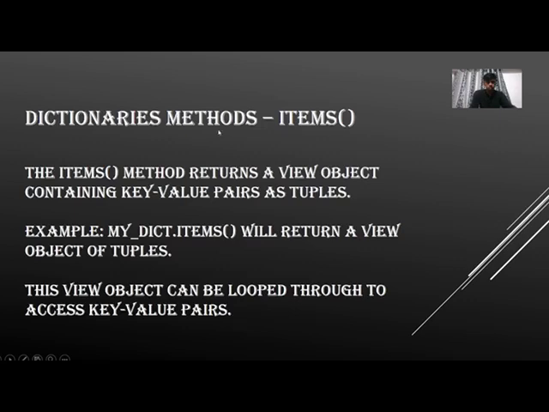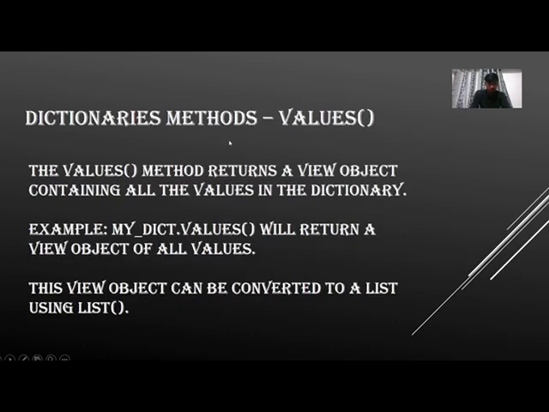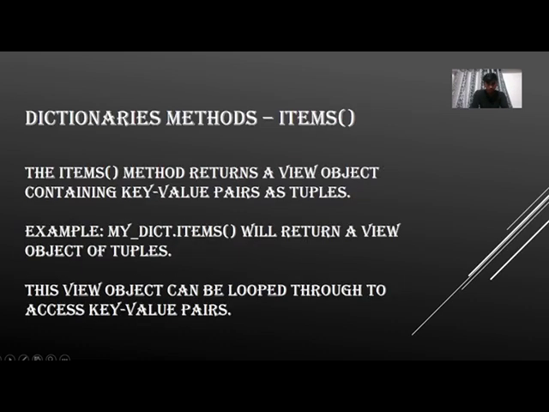So you can see the dictionary method items. Here the example is my_dict.items(). It will return a view object of tuples. But when you come to the dictionary method values, it will return a view object of all values, whereas items gives a view object of tuples. So that is the major difference between values and items. You have to always focus on this.